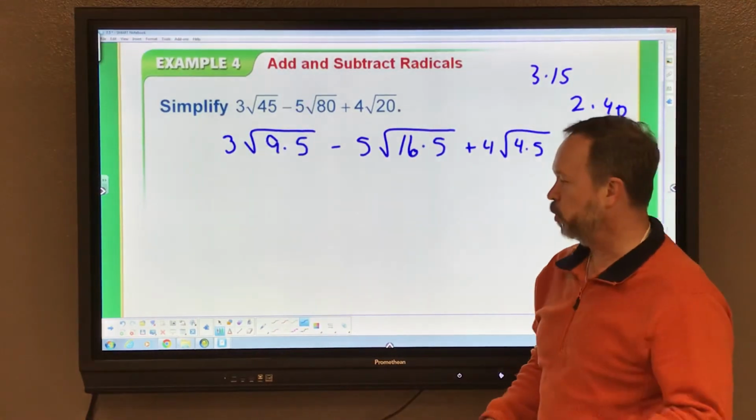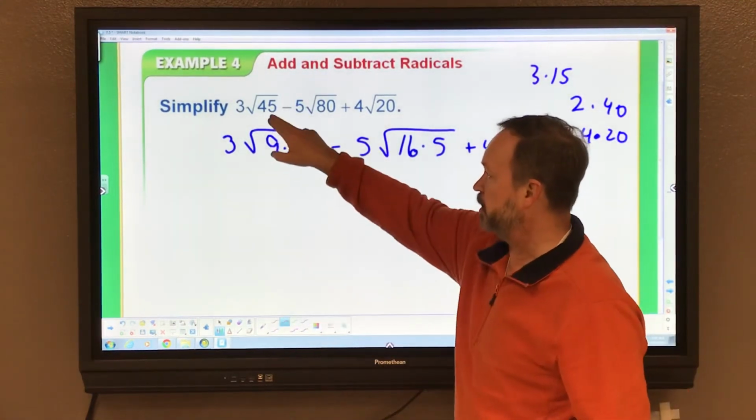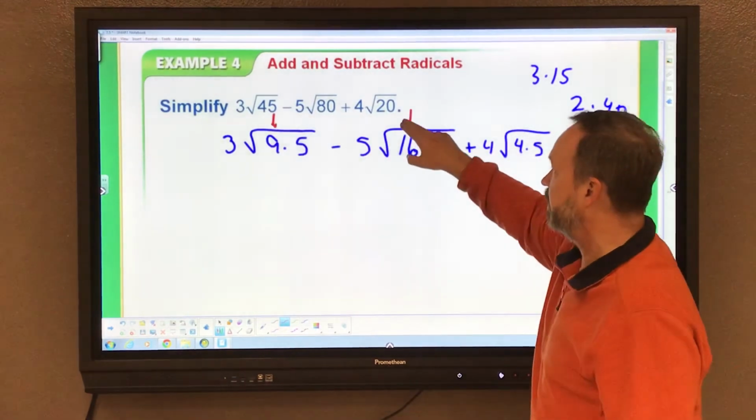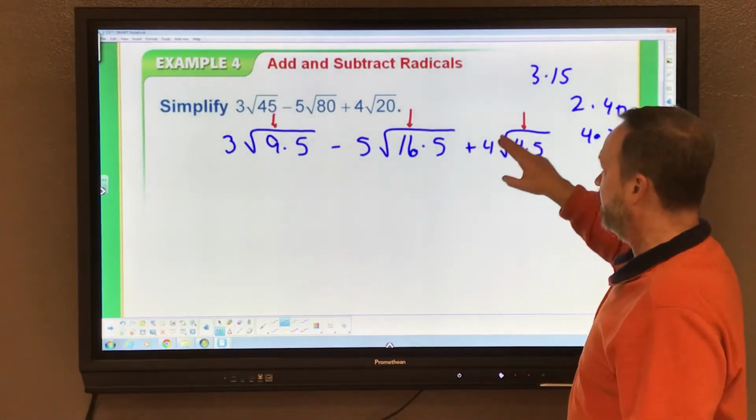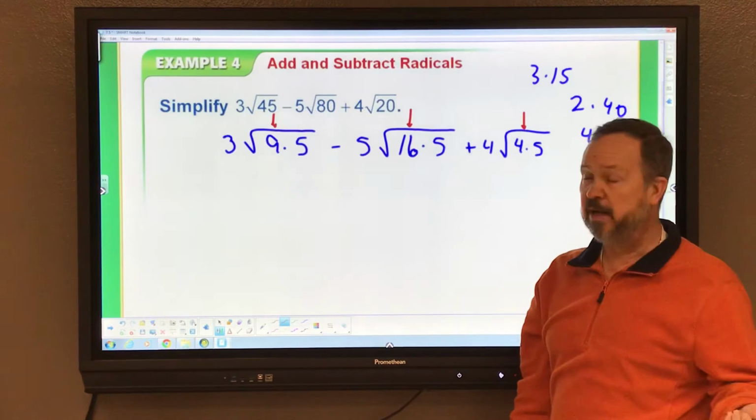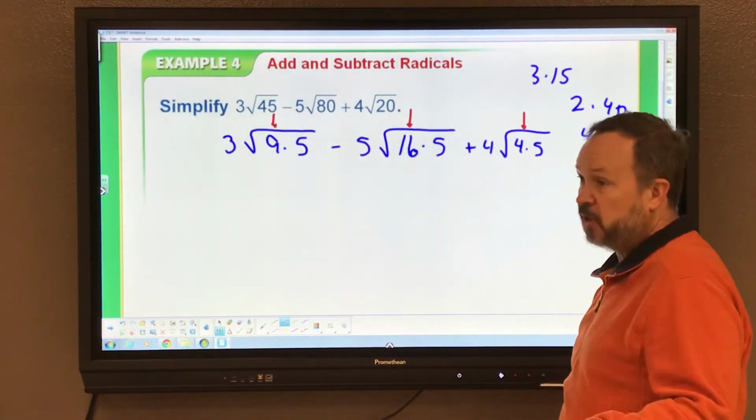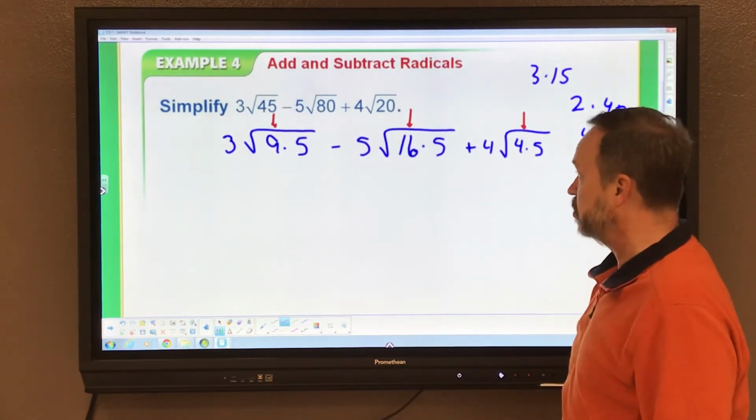Okay, so what I did was I found the square hiding in there in all 3 of my radicals. Sometimes you can't find them in all 3, sometimes you can. So in this case, you can.